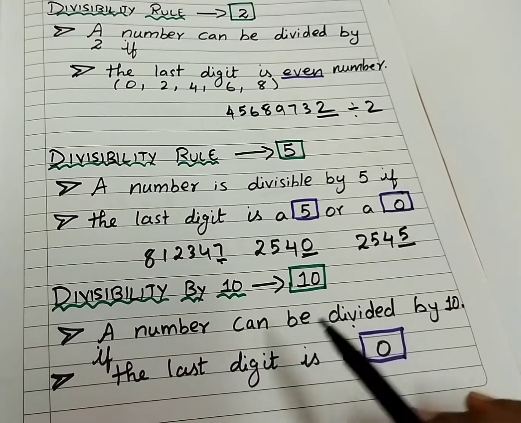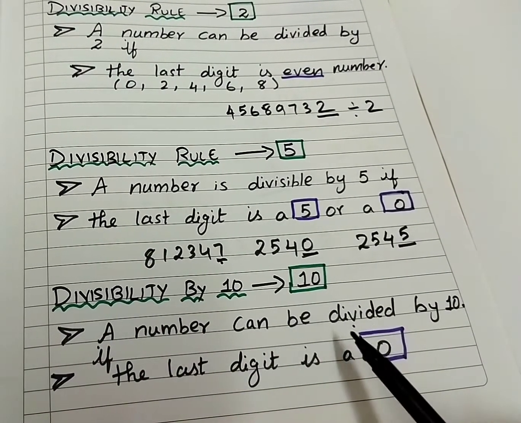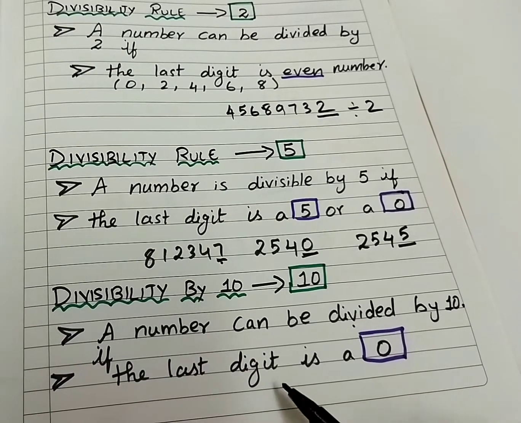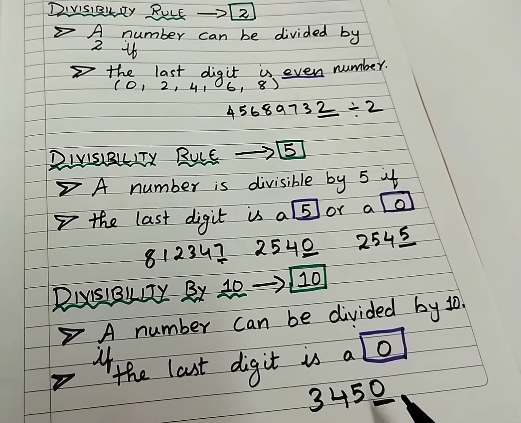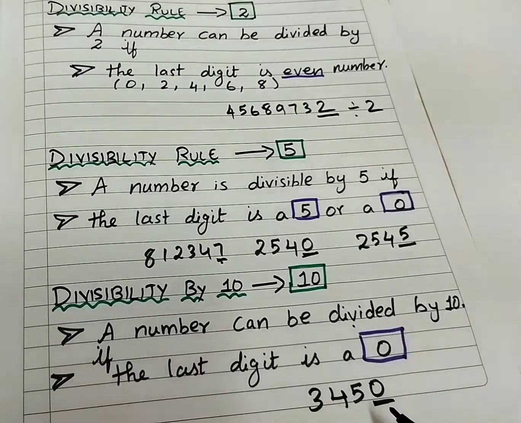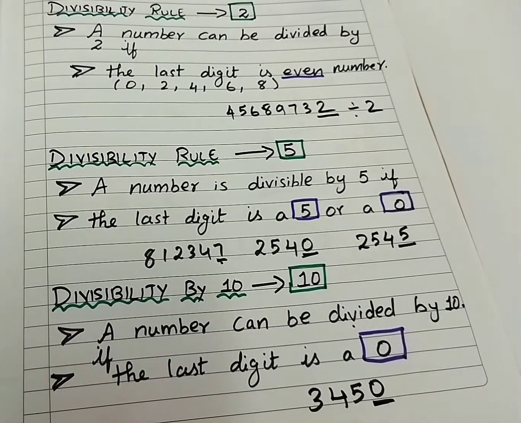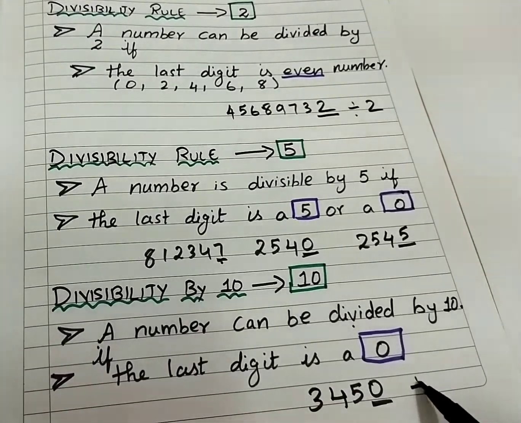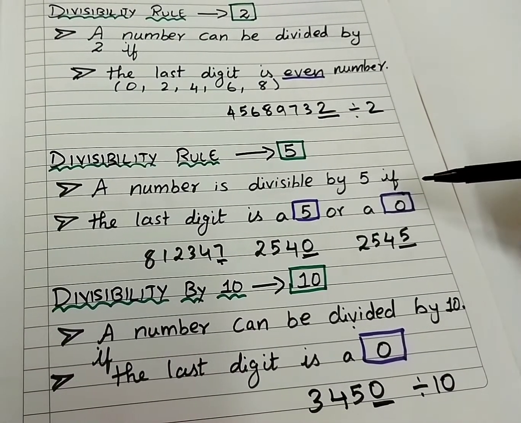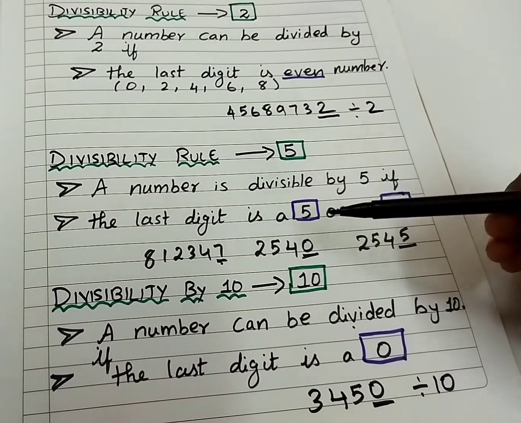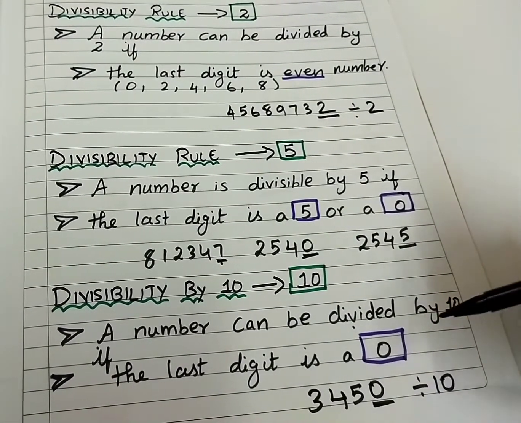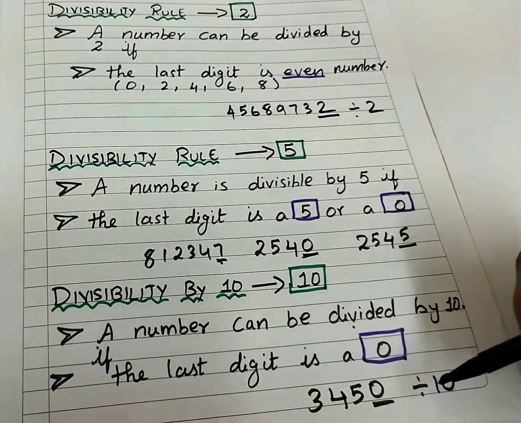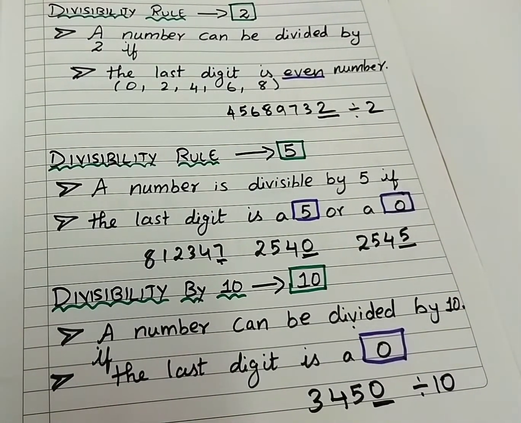Now, the rule of 10. A number can be divided by 10 if the last digit is a 0. For example, check the units place. If you got 0 in the units digit, definitely you can conclude that it is divisible by 10. For the divisibility rule of 5, 0 and 5 should be in the units place. For the divisibility rule of 10, the units place should have 0. Then you can conclude that it is definitely divisible by 10.